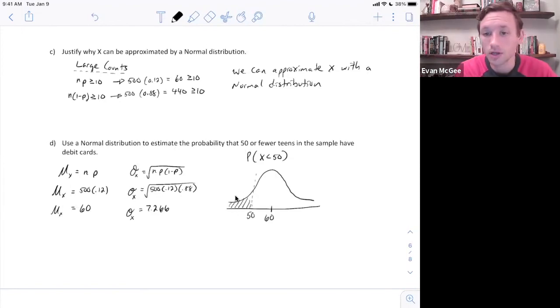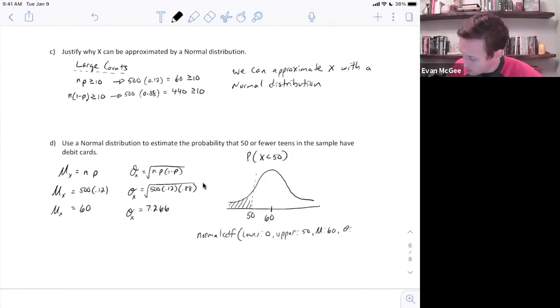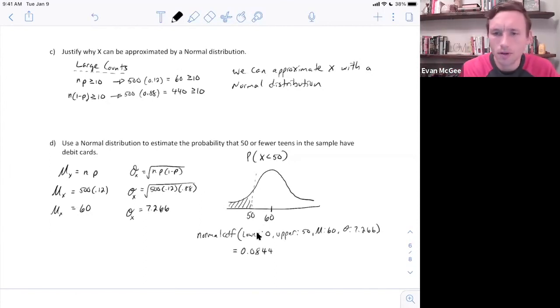This is the area that I'm trying to find. The mean is 60. Standard deviation is 7.266. So it's a normal distribution. So I'll use normal calculations now, and I'll write out my calculator statement here and see what the probability is. You should remember, for your normal calculations, you have to write out your lower. 0 is the smallest. It's the lowest number of people who could have debit cards, right? Upper is 50. Mean is 60. Standard deviation is 7.266. Gives us a probability of 0.0844.